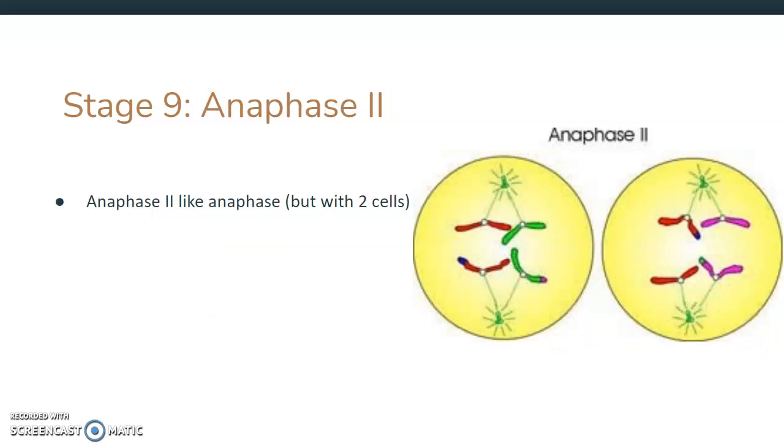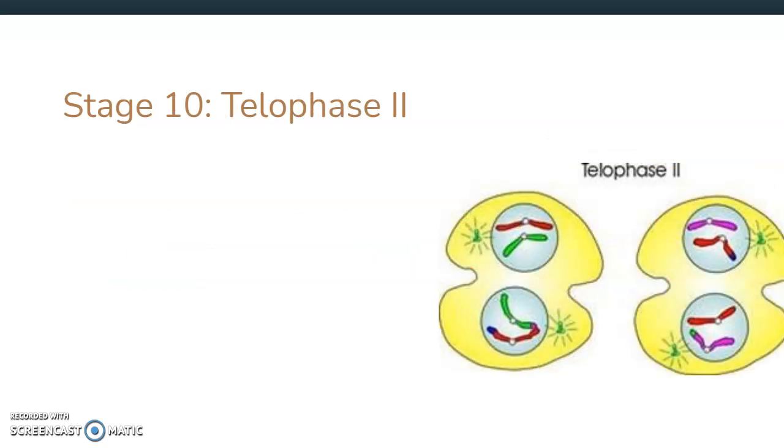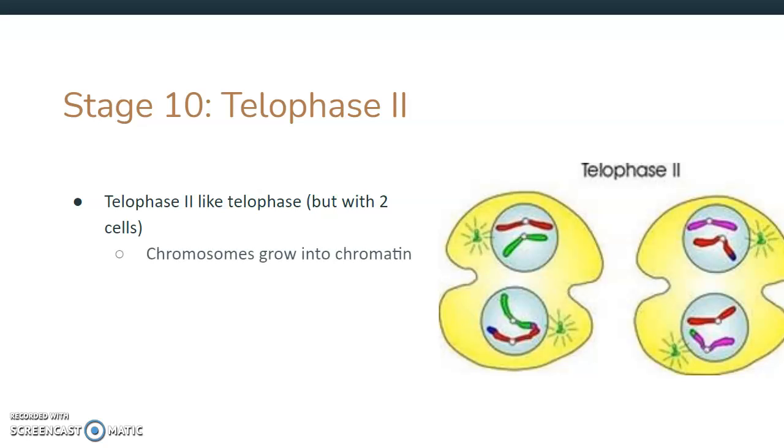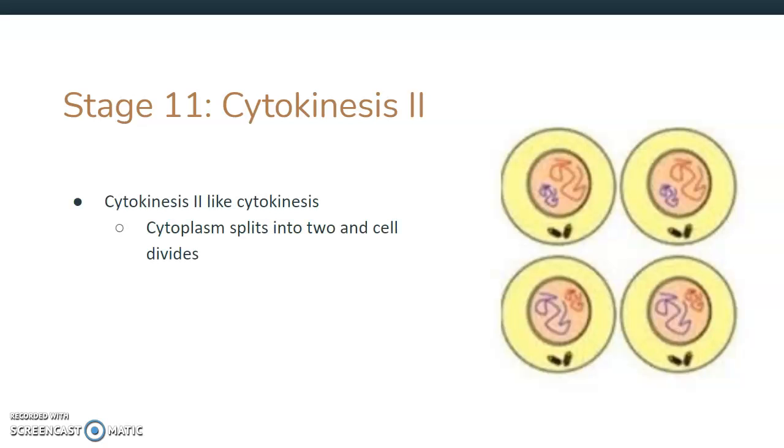We have anaphase II, just like anaphase, but with 2 cells. Our chromosomes are pulled apart. This is our fishing pole reeling in our line. Ana, away. So they're getting pulled away. Telophase II, just like telophase, but with 2 cells. Chromosomes grow into chromatin. We can start to see nuclear envelopes appear, and our spindle fibers break down. And then cytokinesis 2, just like cytokinesis. Cytoplasm splits into 2 cells, and it divides. And again, different for plant and animal cells.